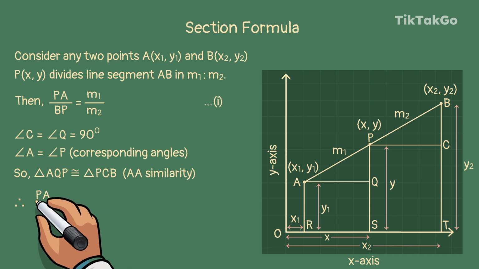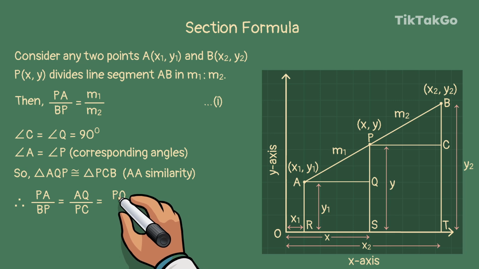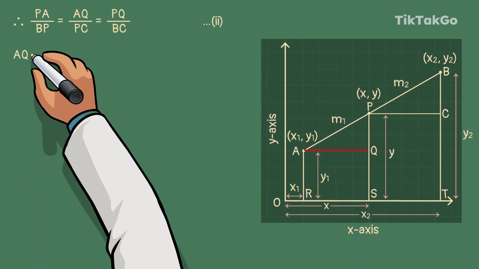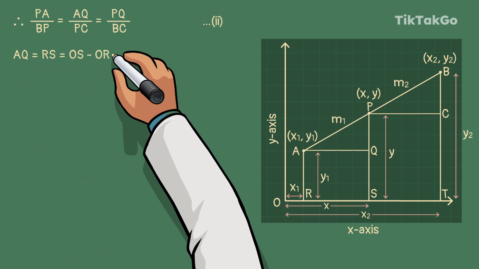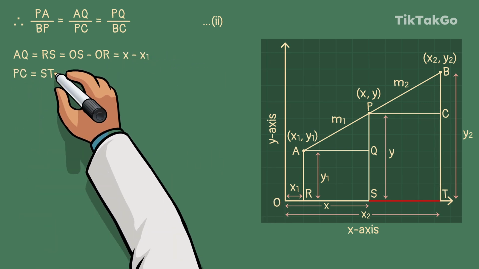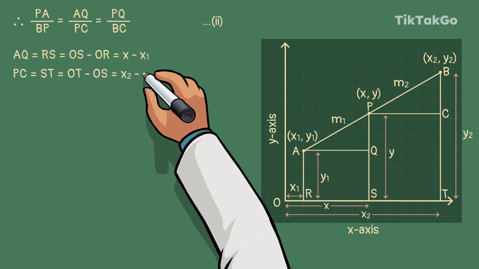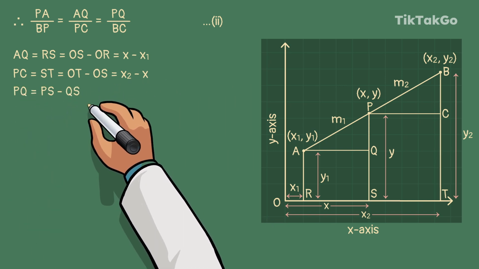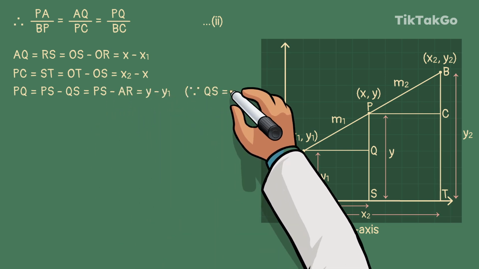इसलिए PA by BP equals AQ by PC equals PQ by BC. This is equation 2. We can see that AQ is equal to RS, that is equal to OS minus OR, that is x minus x1, or PC equals ST, which is equal to OT minus OS, that is x2 minus x, and PQ equals PS minus QS, that is equal to PS minus AR, since QS is equal to AR.